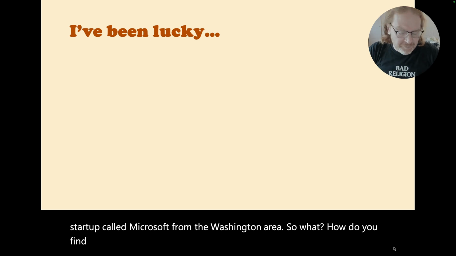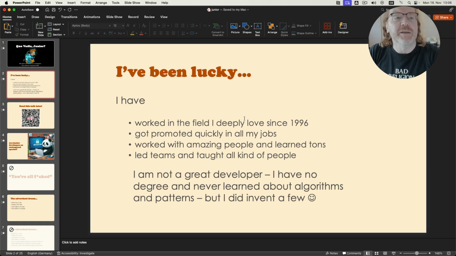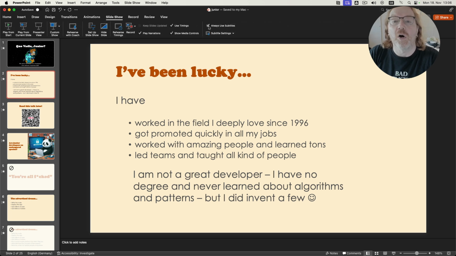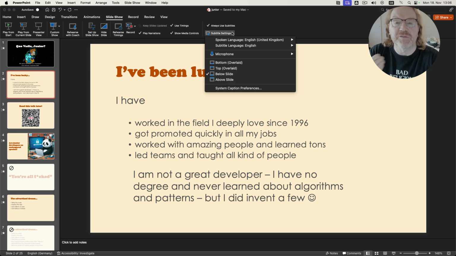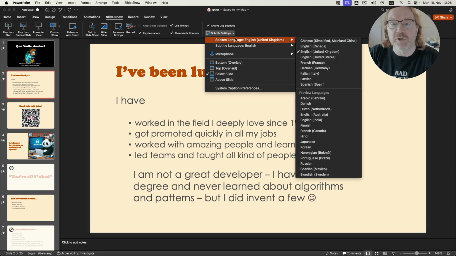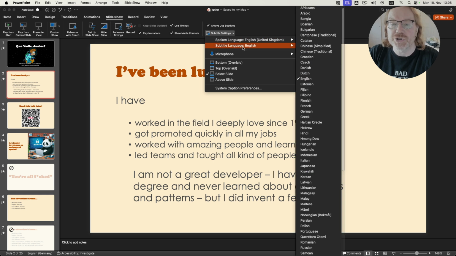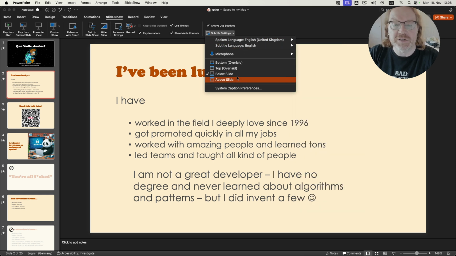Where is it? If you have your PowerPoint open, there's actually a section called Slideshow. If you turn that one on, you can always say always use subtitles. If you turn that off, the subtitles are not on. If you turn it on, the subtitles are on. In the subtitle settings, you have several options. You can say the spoken language and the subtitle language, where they should display: below the slide, above the slide, top overlaid or bottom overlaid.